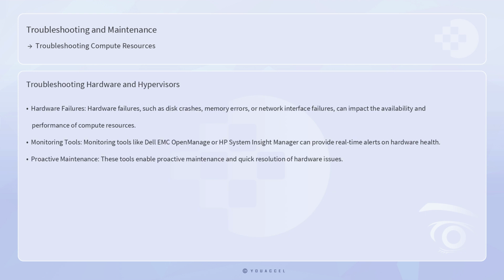The underlying hardware and hypervisors supporting compute resources also require attention during troubleshooting. Hardware failures, such as disk crashes, memory errors, or network interface failures, can impact the availability and performance of compute resources. Monitoring tools like Dell EMC OpenManage or HP Systems Insight Manager can provide real-time alerts on hardware health, enabling proactive maintenance and quick resolution of hardware issues.